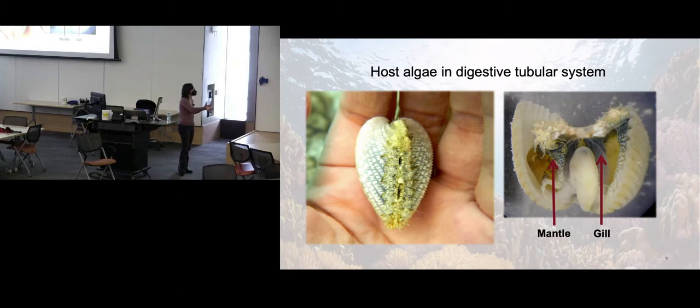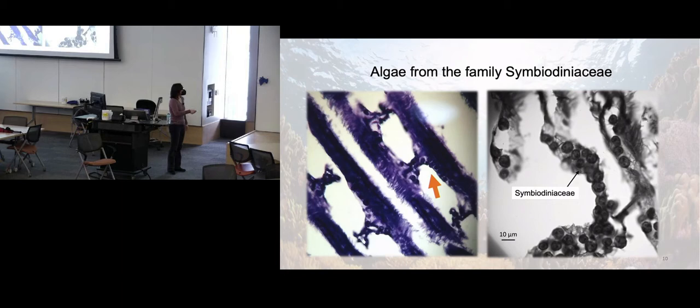And internally, they actually live in these tubular systems that derive from the host digestive system. So if we zoom in, here are some slides of the gills of the clam. You can see this transparent tubular structure going along with the gill. All the purple dots you see here are the algae. And if you further zoom in, here is an individual tube, and you can see it's really packed with algae.